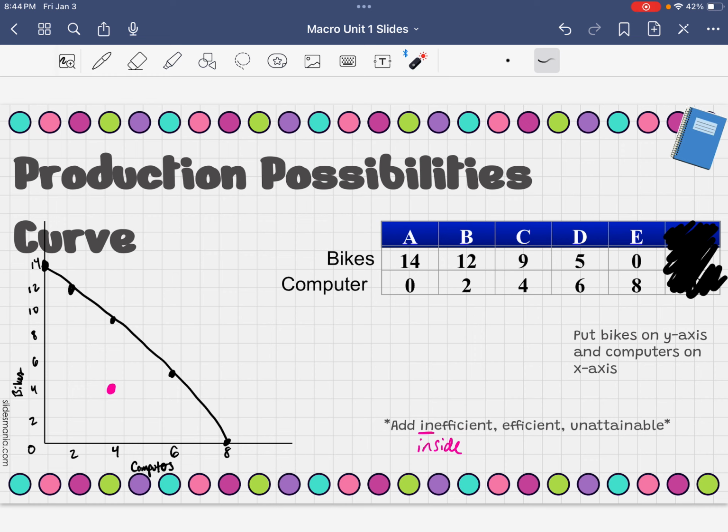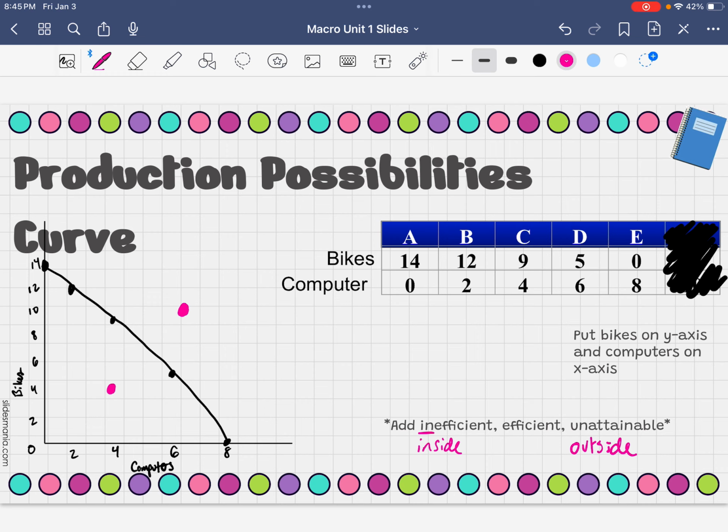Anything efficient would be any of these points here, anything along here. And unattainable, well, what if, I don't know, the boss says I need 10 bikes and 6 computers? That point is out here, and that point is unattainable because we don't have the time, energy, or resources for that. We would need more land, labor, capital, and entrepreneurship. So unattainable would be outside the line.